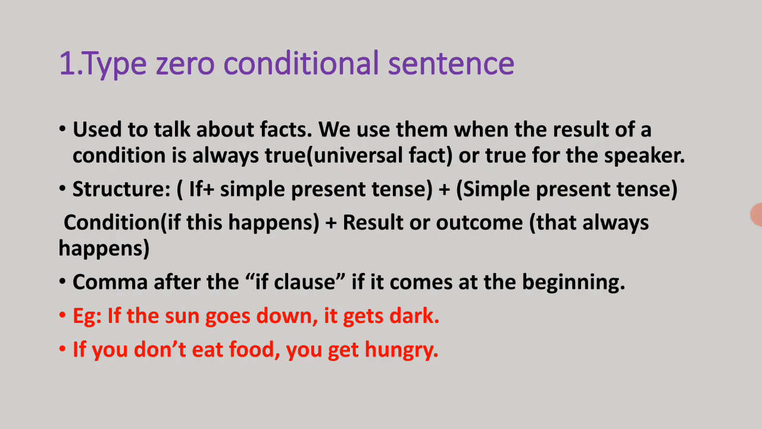Here we can see if plus the sun goes down, that is simple present tense, plus the second part it gets dark, that is also simple present tense. That is the result. It gets dark is the result. And what about the result? That will be a universal fact. If the sun goes down, it is the universal fact that it gets dark. And next example, if you don't eat food, you get hungry. So that is also a fact.